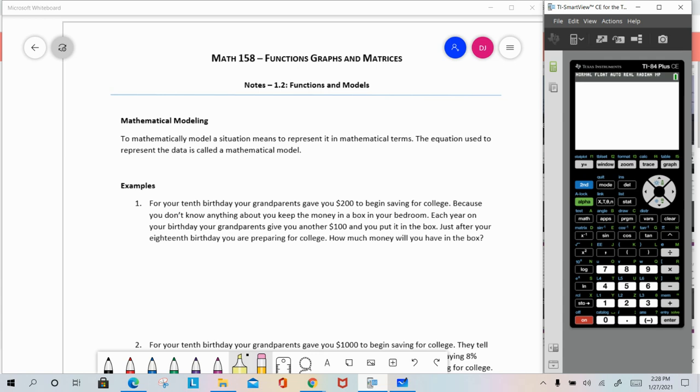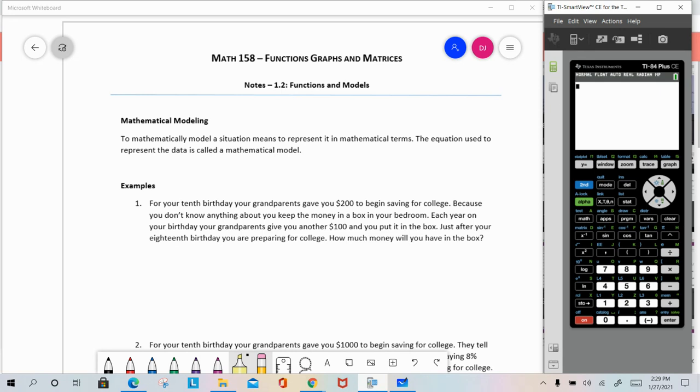All right, Math 158, section 1.2. This section is called Functions and Models. In this section, all we're really going to do is get an idea of what we mean when we say a function. I believe I've said this in previous videos and lessons, that a function is a rule, a mathematical equation where for each input, there's only one output. For each value of x, there can only be one value for y.